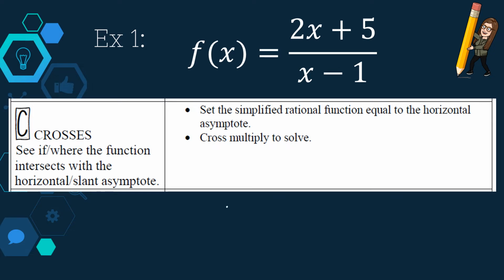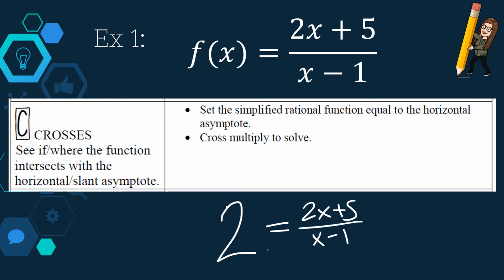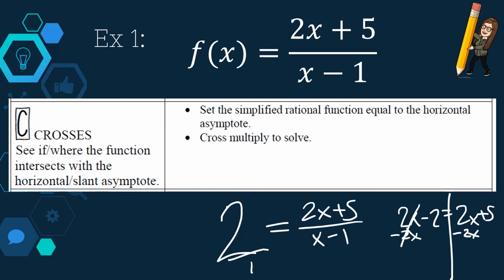Crosses. Crosses uses the previous information. So here's what I do. I go write down whatever I got for the previous answer, 2. And you're going to set it equal to your simplified function. Solve it. All right, let's put the 2 over 1. Let's cross multiply. I'm going to have a 2x minus 2 if I distribute, and a 2x plus 5. Look what happens if I solve this. My variables go away and I'm left with negative 2 equals 5. Does negative 2 equals 5? No. So if it's a not true situation, then we say no crossing. It doesn't cross, however you want to write that.